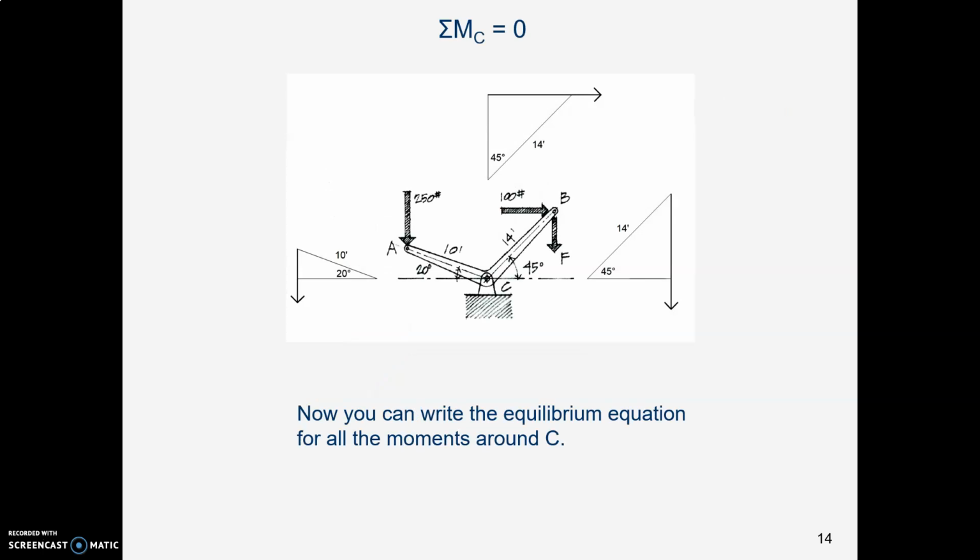Now we've found all the distances and the forces that we know, and we can write the equilibrium equation, because remember, that's where we started. This frame is in equilibrium. It is not moving, so all the moments are going to add up to 0. And I've written at the top of the slide, the sum of all moments around point C equals 0.